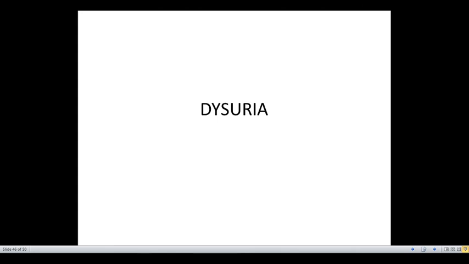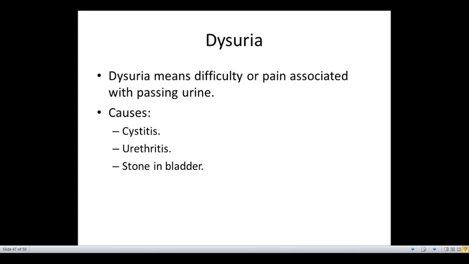Another abnormality of micturition is dysuria. Dysuria means difficulty or pain associated with voiding or passing of urine. The causes may be cystitis, which is the infection of the urinary bladder, urethritis, infection of the urethra, or it may be due to a stone in the urinary bladder, causing stasis and infection.